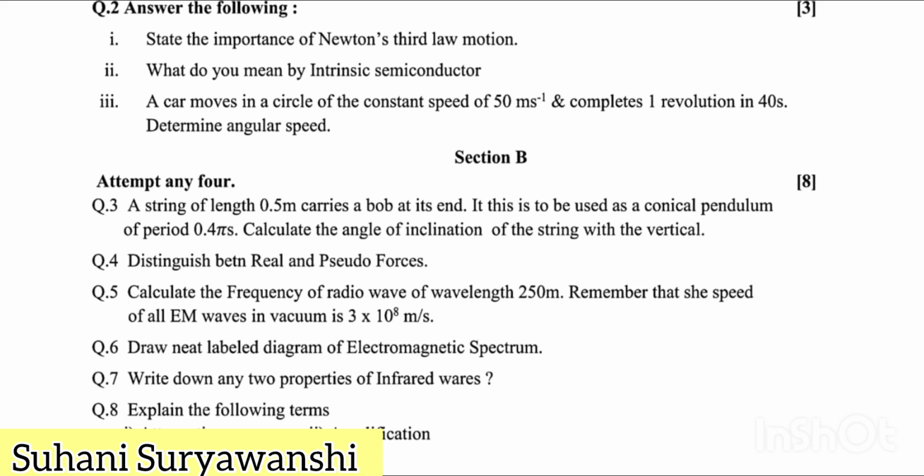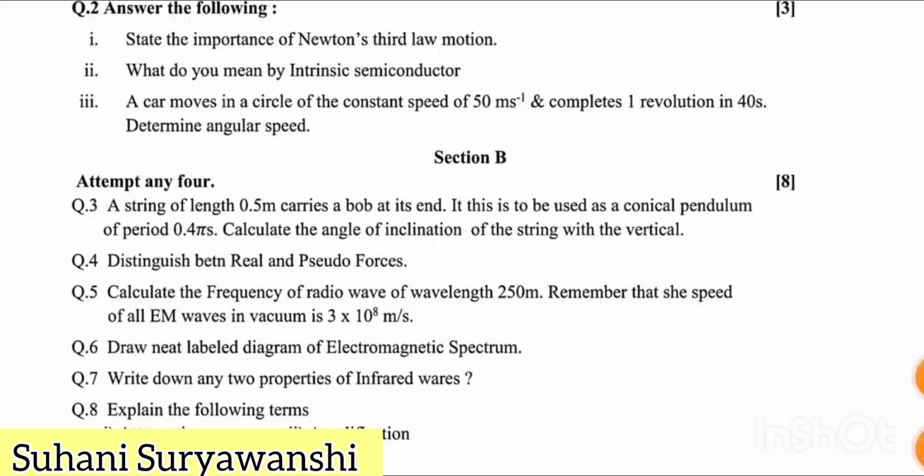Question number 6 is draw neat labeled diagram of electromagnetic spectrum. Whenever you draw the diagram, you have to do proper labeling. You have to give a heading or just mention the name of that diagram. Write down any 2 properties of infrared waves.